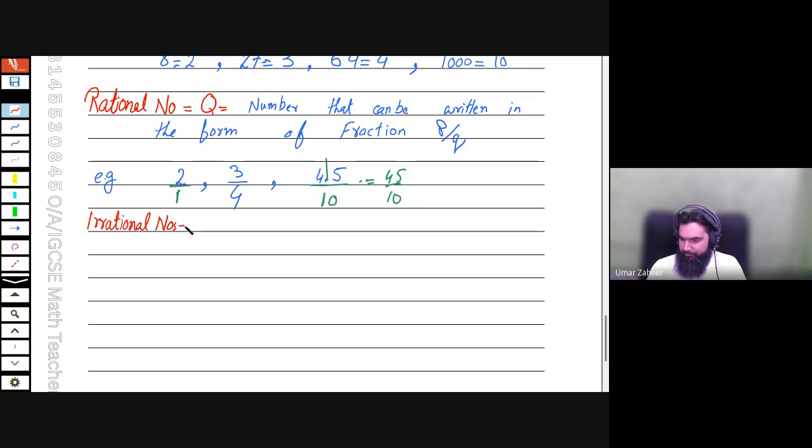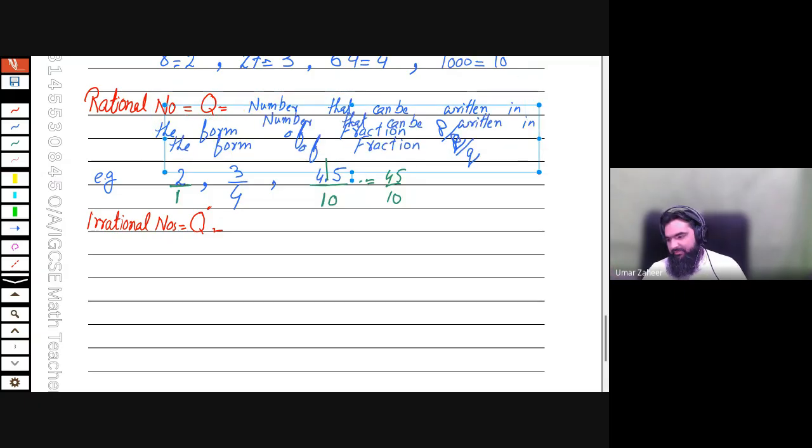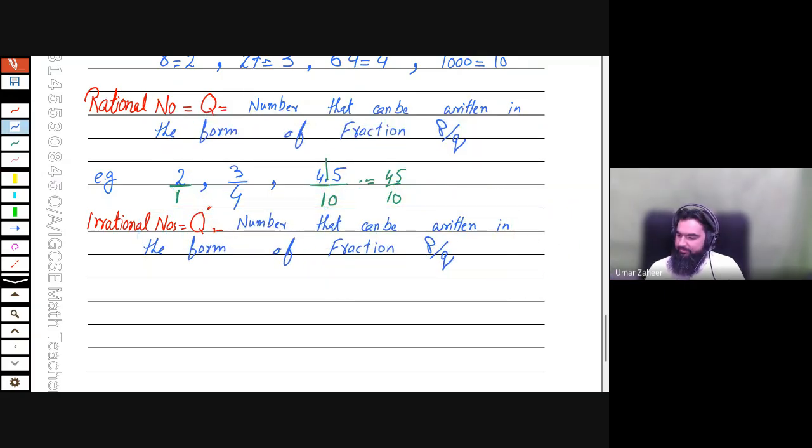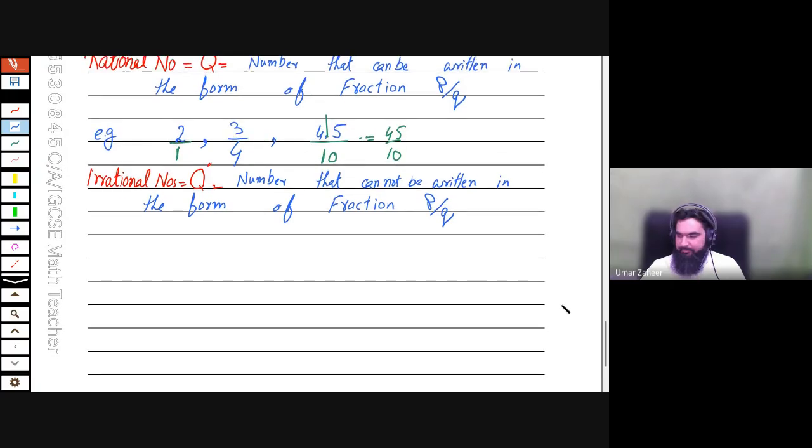Irrational numbers. Irrational numbers are denoted by Q dash. The rational numbers are the numbers that can be written in the form of a fraction. An irrational number is the opposite. All the numbers that cannot be written in the form of a fraction are irrational numbers.